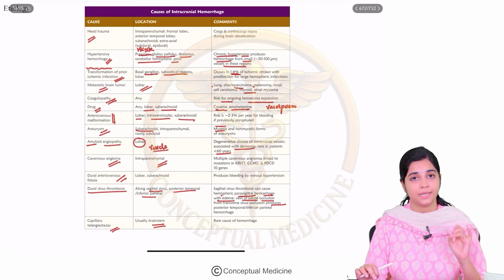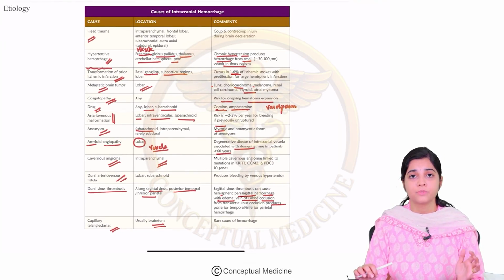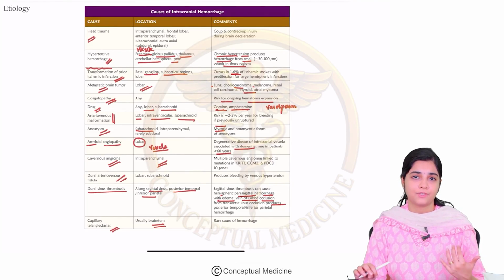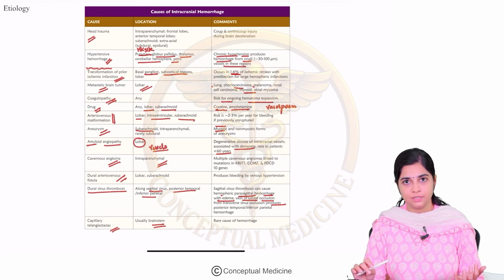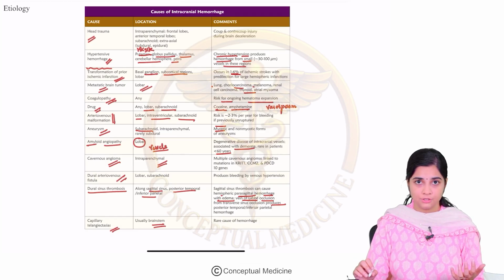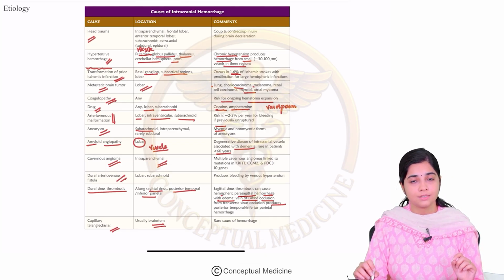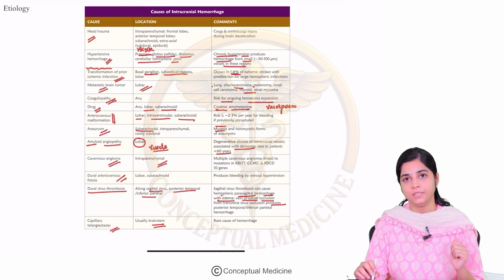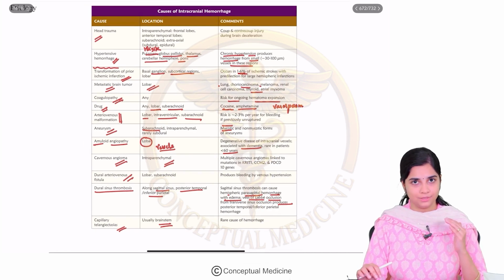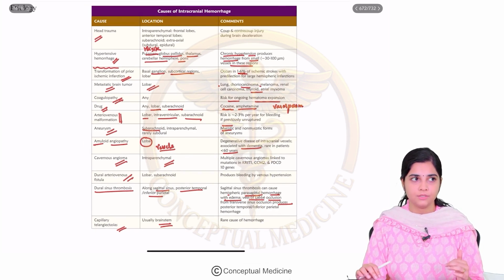Please remember head trauma and hypertension being the topmost causes. After that you have some of the rare causes: angiopathies, coagulopathies, amyloid angiopathy, then AV malformations and AV fistulas, dural venous thrombosis. Amongst the illicit drugs, you remember cocaine and amphetamine. Fine? So this is about the etiologies of hemorrhagic stroke.